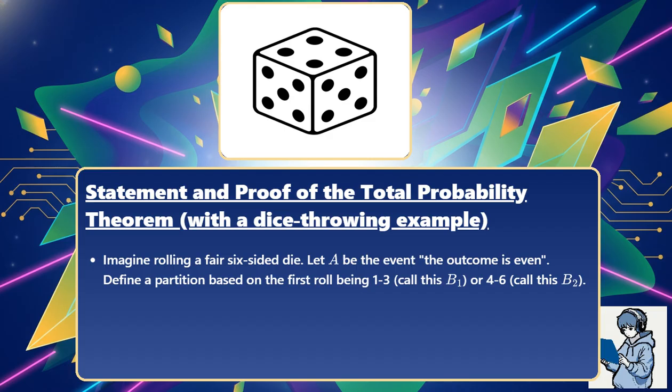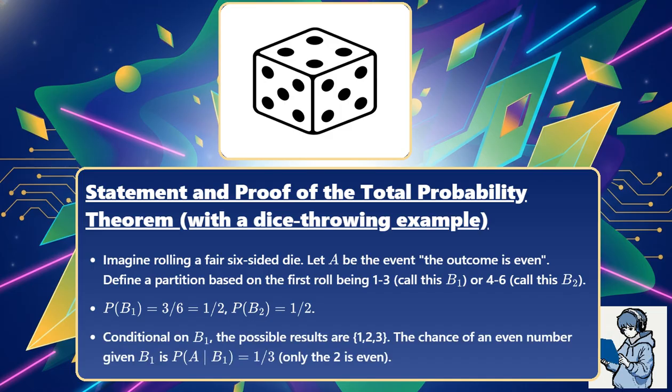Imagine rolling a fair 6-sided die. Let A be the event the outcome is even. Define a partition based on the roll being 1 to 3, call this B1, or 4 to 6, call this B2. P(B1) equals 3/6 equals 1/2, P(B2) equals 1/2. Conditional on B1, the possible results are 1, 2, 3. The chance of an even number given B1 is P(A given B1) equals 1/3, only the 2 is even.